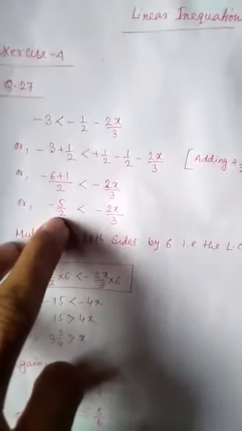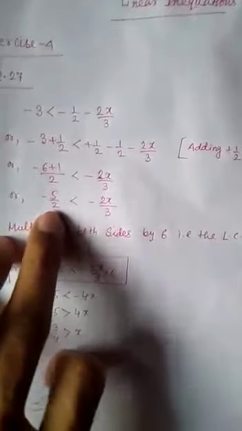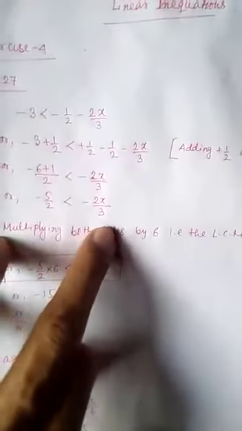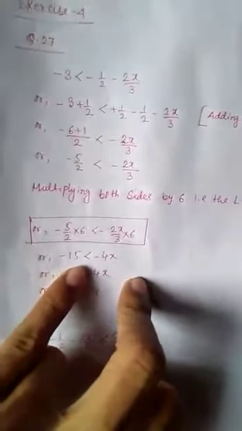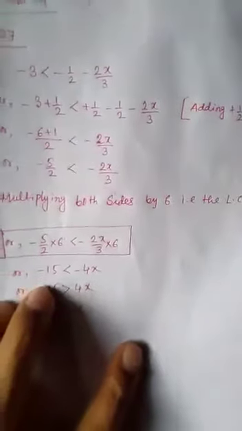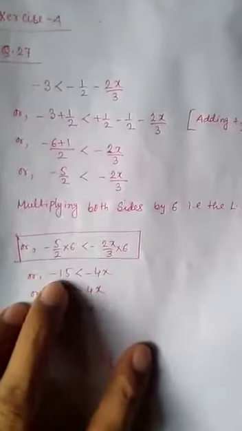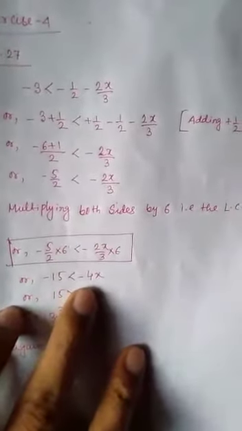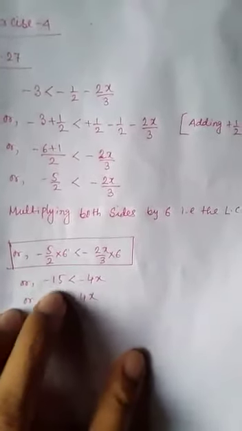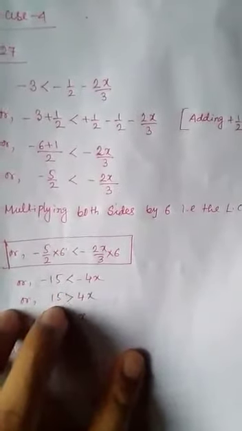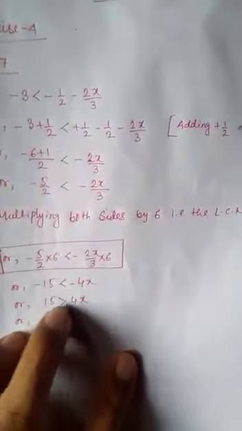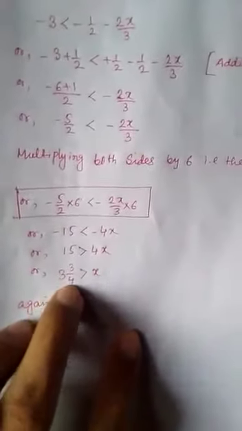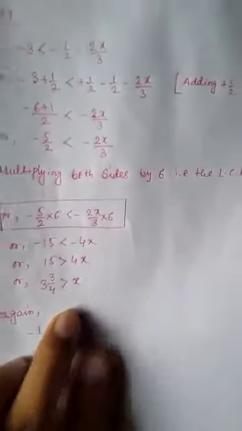Now if we multiply both sides of this inequation by the LCM of 2 and 3, that is 6, then we will have minus 15 less than minus 4x. Now on both sides of this inequation a negative sign is there, so if we want to eliminate this negative sign, then the inequality sign will reverse, and we will have 15 greater than 4x. So in mixed fraction format we will have 3 by 4 greater than x.